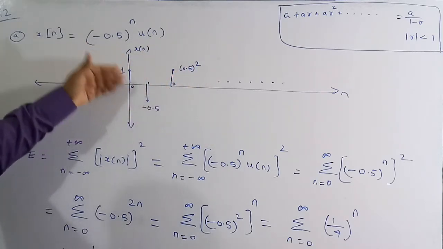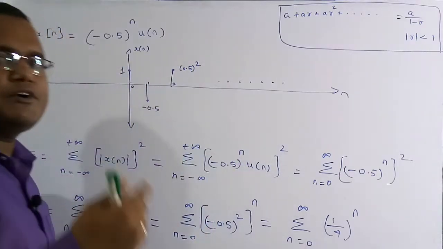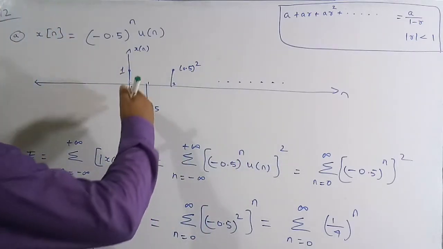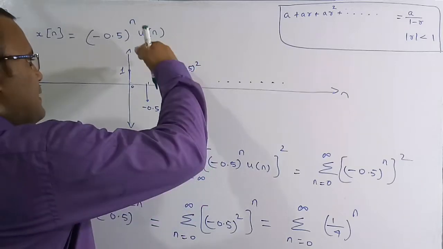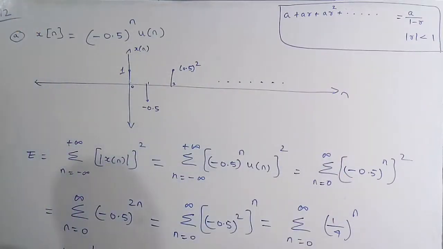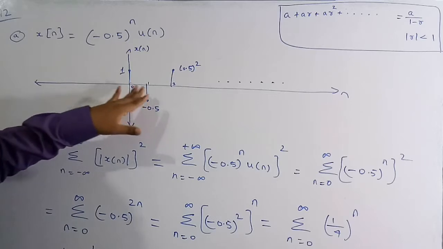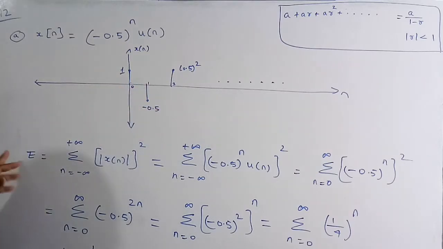So therefore, if you see carefully, this is a decaying signal, because (-0.5)², (-0.5)³ is nothing but sometimes positive and negative, but it's a decaying value, which means the signal is going to decay. So therefore, now let me find out what the energy is. This is a discrete time signal because it exists only at some discrete values of time. So now, what is the energy?